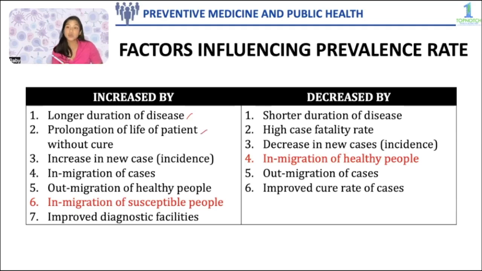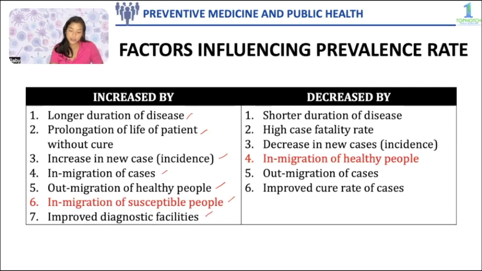Prolongation of life of patient without cure. So this is again some of your lifestyle diseases like diabetes and hypertension. We have learned how to prolong their lives, but we still haven't really learned how to perfectly cure hypertension and diabetes. So prevalence just keeps on increasing the longer these unhealthy people or sick people live. Increase in new cases, that makes sense. In-migration of cases would, of course, increase your numerator, and out-migration of healthy people would decrease your denominator. Therefore, tataas yung prevalence rate mo. In-migration of susceptible people will also increase your prevalence rate because they are more likely to get ill, and improved diagnostic facilities because you're picking up more cases, so the numerator goes up.